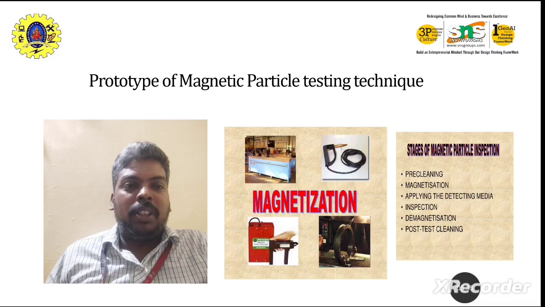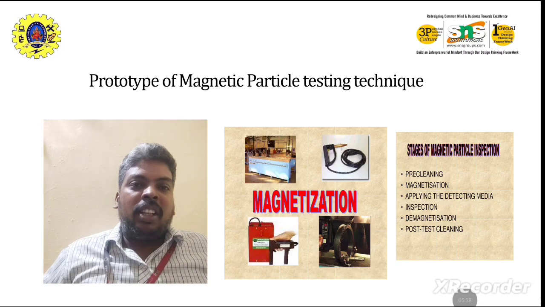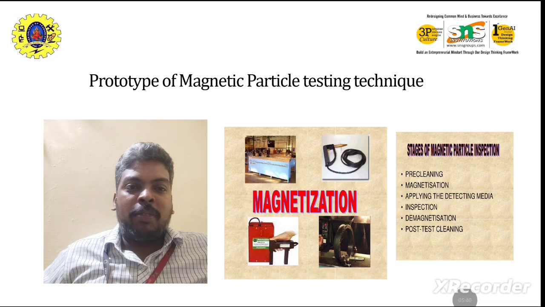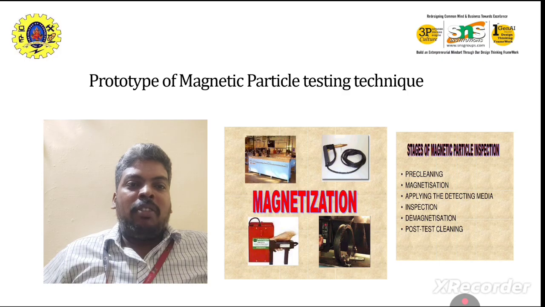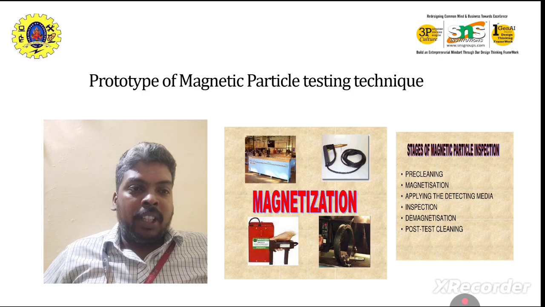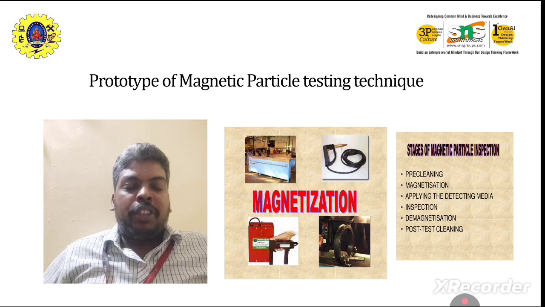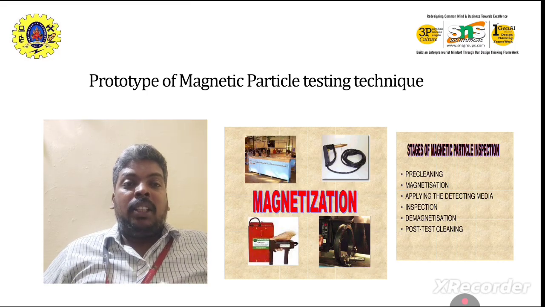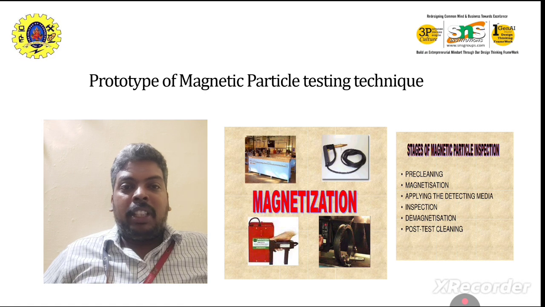So this is the main method we have used for various areas. This is the instrumentation we have prototyped to identify defects by magnetic particle testing. Magnetization is very important. Next, the step-by-step process: pre-cleaning, magnetization, applying the detecting media, inspection, demagnetization, and post-test cleaning, for testing the material with magnetic particles without damaging the material.